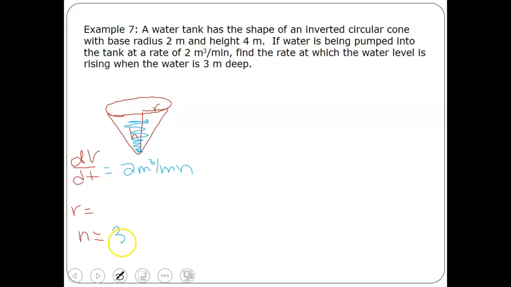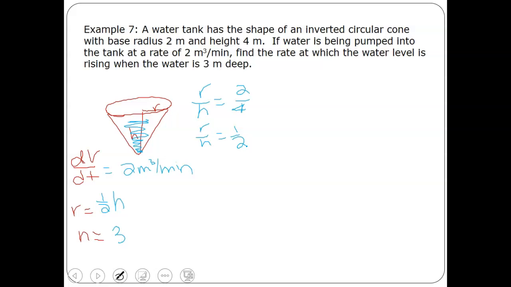Exactly. And what's the relationship between radius and height? R equals 1/2 h, or 2r equals h. Wait, so why do we even care about 2 and 4? Because that's how we got the relationship between them. The radius to height ratio, where the radius is 2 and the height is 4, is always a half at any point in time. So in this case, since the height is 3, the radius would be 1.5.